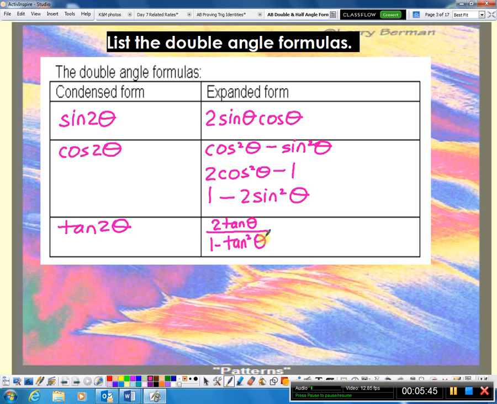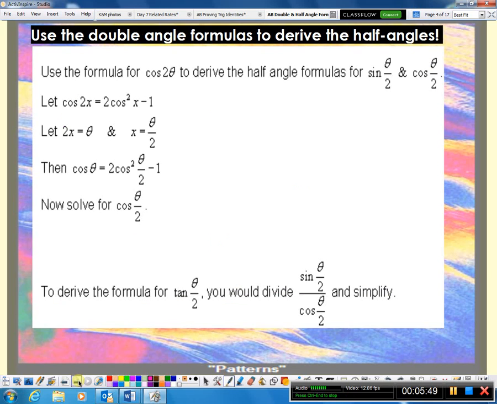So that's your summary of formulas that you're going to work on memorizing starting today, and you want to have them by tomorrow, at least the first form of the cosine 2 theta, plus the sine 2 theta and tangent 2 theta formulas.